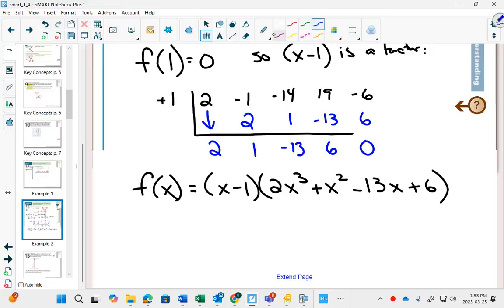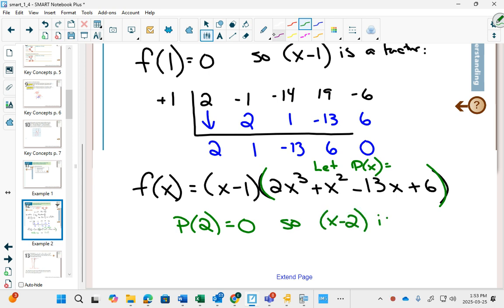Sometimes notation-wise, I see students go, since we used f of x already, call this p of x. And I'm cheating a little bit because I'm looking ahead, but I would try p of 1, p of 2, different things. It happens to be that p of 2 equals 0. So from our factor theorem, x minus 2 is a factor.